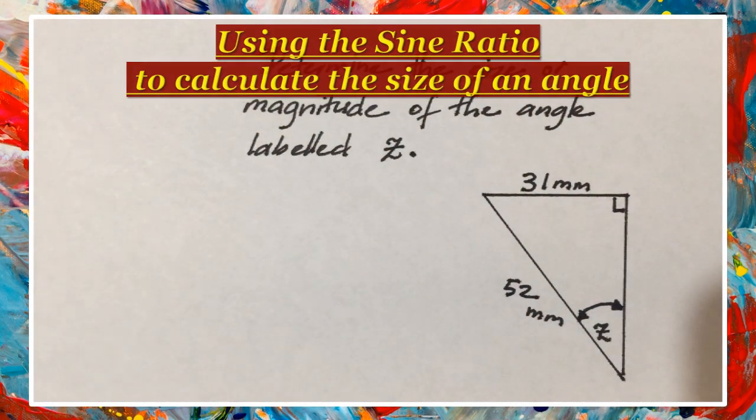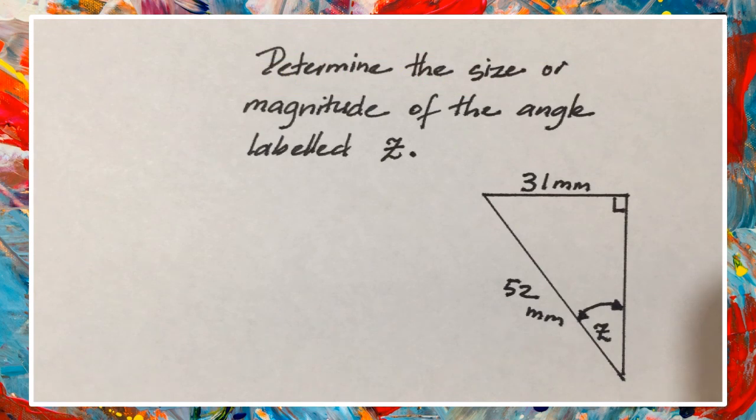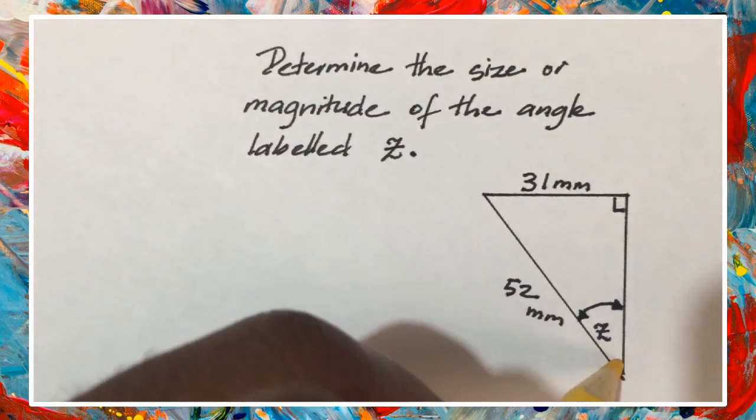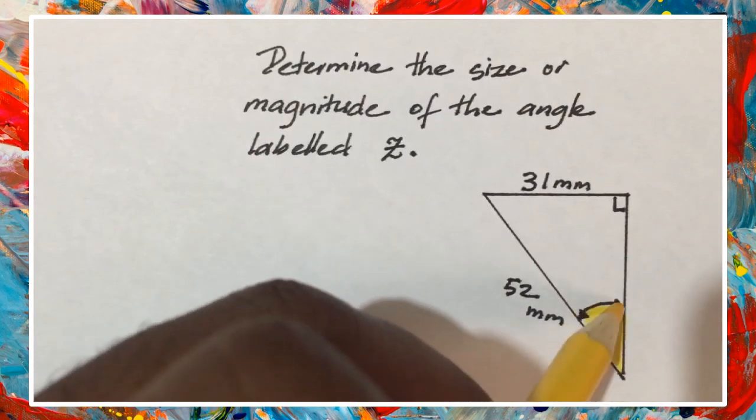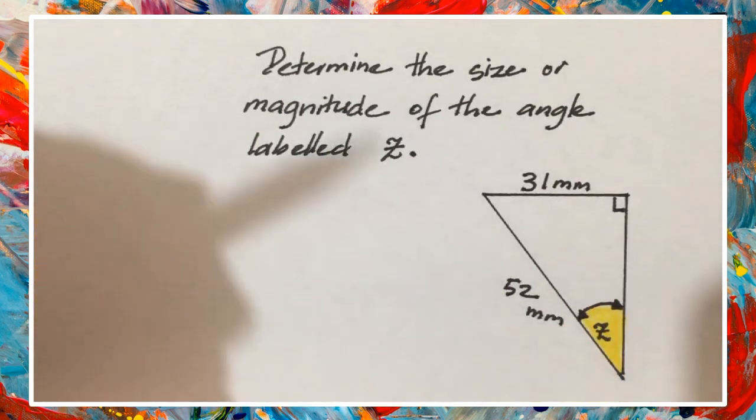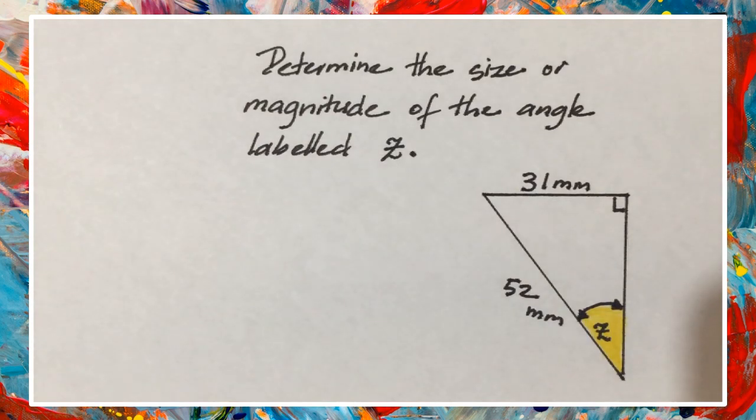So we're being asked to determine the size or magnitude of the angle labeled Z. And when you look at the diagram, Z is all the way down here. Great. So when you get a triangle, guys, please, the first thing you want to do is label it. If that's the only thing you do on your exam, which is not the only thing you're going to do on the exam, you're going to label the triangle.